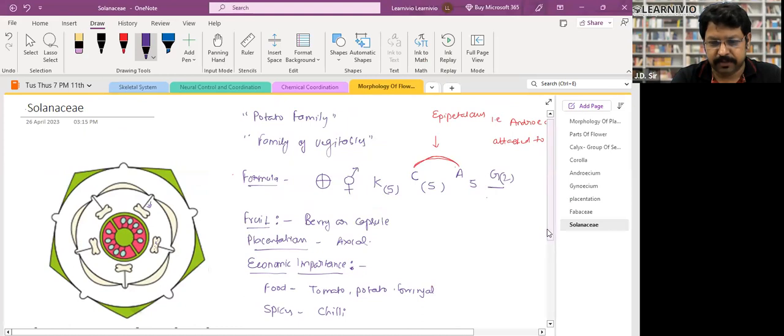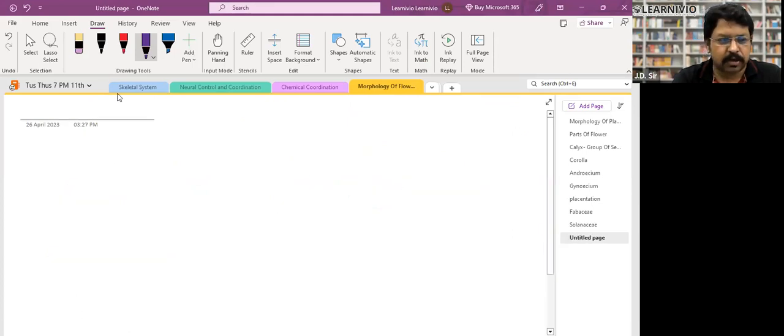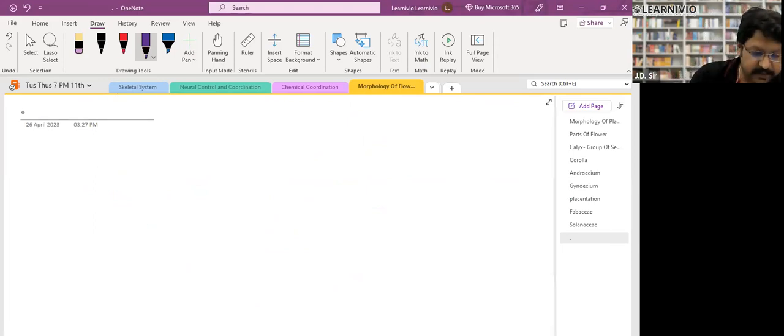The next family, or the last family, is Liliaceae. Solanaceae and Fabaceae both belong to the dicots. Now the next family, Liliaceae, is a monocot family.